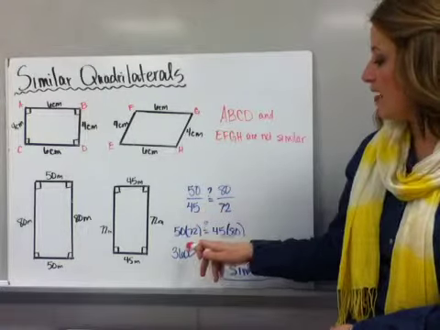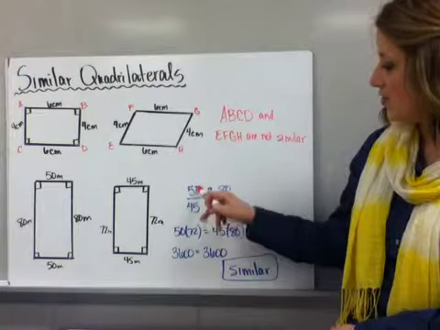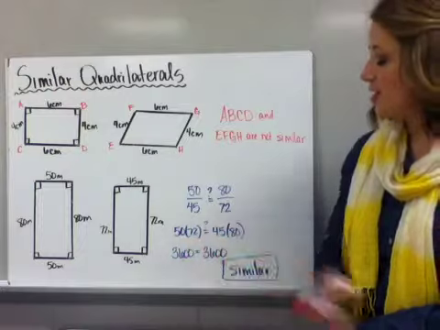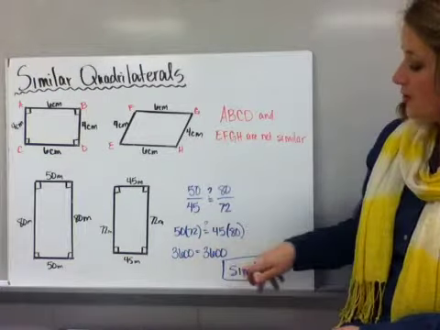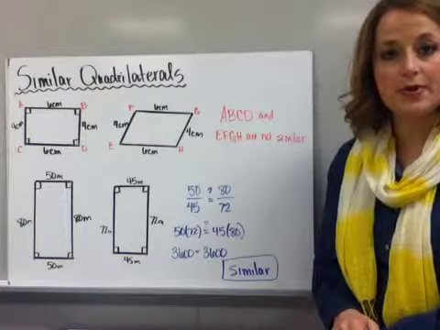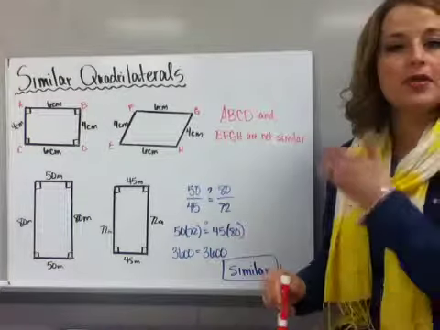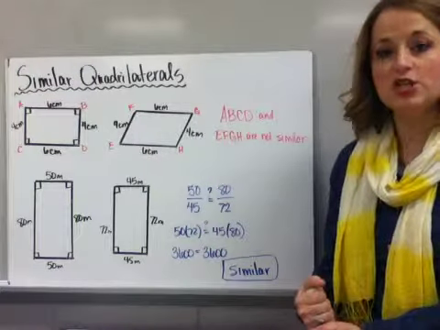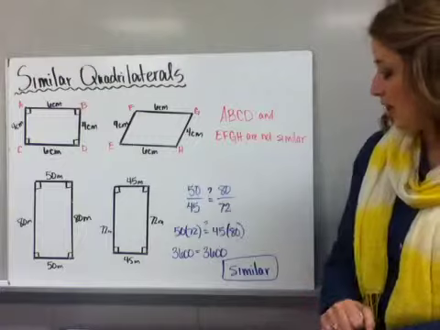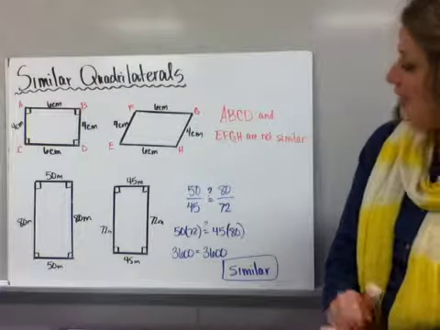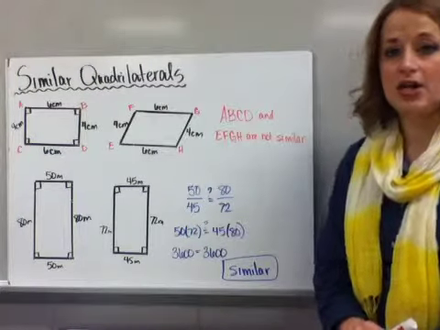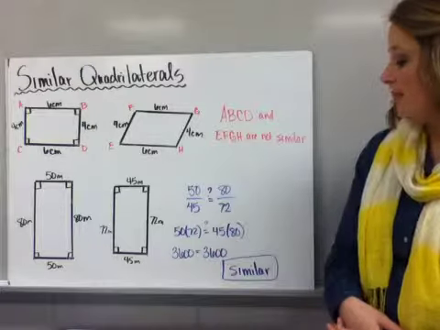80 times 45 is 3,600. 50 times 72 is 3,600. So yes, those two things are equal. So yes, they are similar. This gives you another way to check. On the previous board, we simplified each of those ratios, and you could have done that here. You would have gotten 10 over 9 as the simplified ratio, or you can cross multiply. Either way.